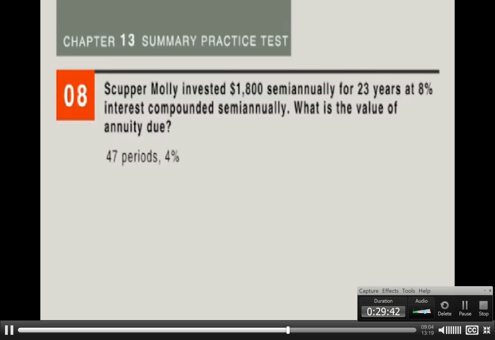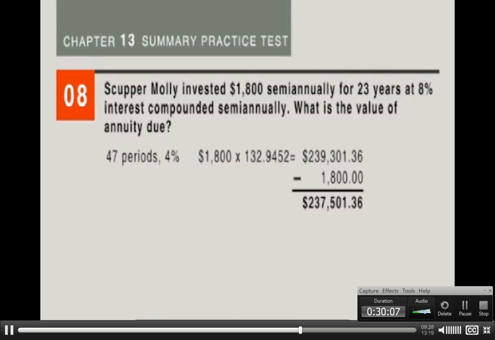Look it up under what now? Amount of annuity. 4%, 47 periods is 132.9452. But we're not putting $1 in each time. Scupper Molly's putting in what, 1,800? So 1,800 times the table grows to 239,301.36. Don't forget to subtract one payment, 1,800, gives you 237,501.36.